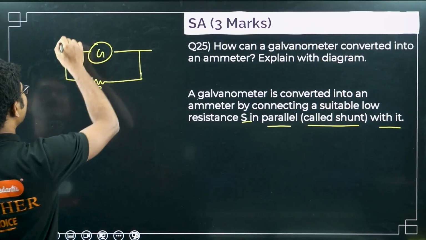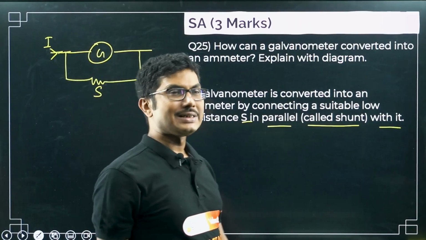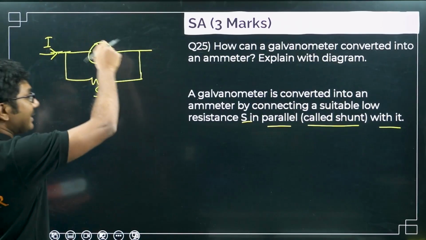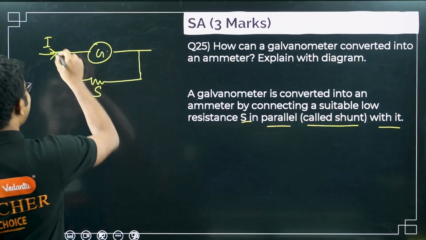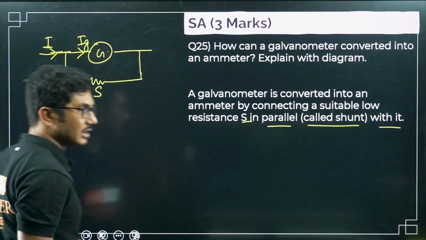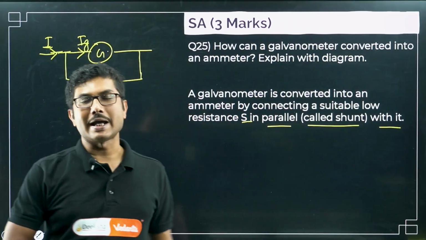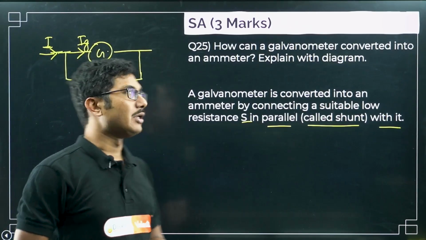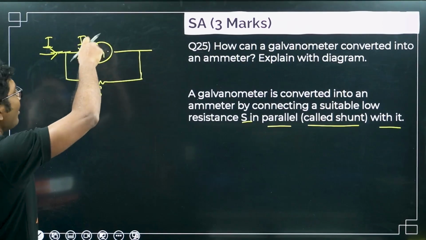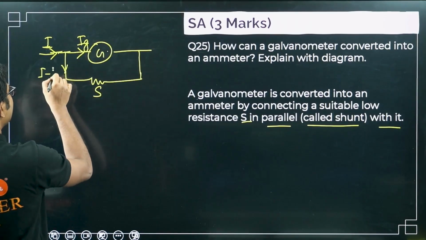Now in this case, suppose the maximum current coming towards the galvanometer is I. That is the maximum current that the galvanometer can measure once it is changed into an ammeter. But the galvanometer can accommodate only the maximum possible current Ig. It will not accommodate any current other than Ig. Many students just remember the diagram without understanding it. That is the main problem. So the current Ig will pass through the galvanometer, and the rest of the current will pass through the shunt resistance, that is I minus Ig.